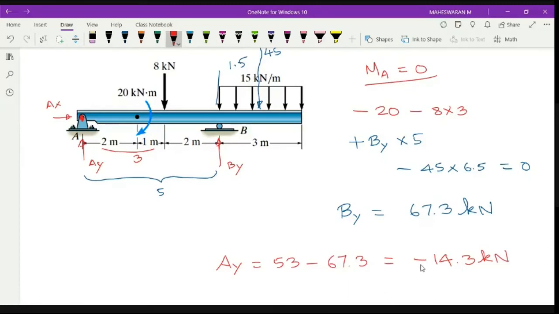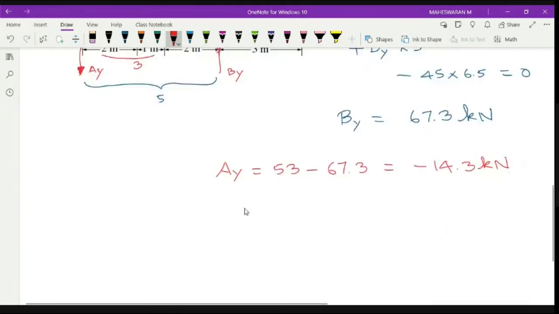So the negative indicates that the direction I have chosen is the wrong direction. That's it. Which means my force here is not in upward direction. My force here is in downward direction. Right? So no need to worry. Whatever it is, no need to worry about it. You can directly write your answer. That's enough. Right? So minus 14.3 kilonewton.